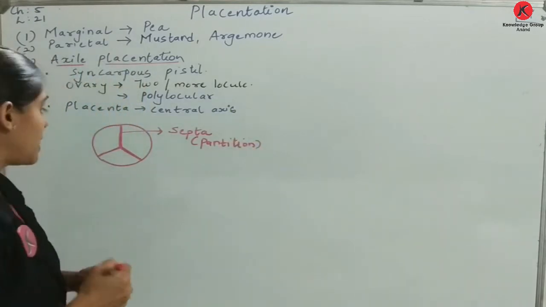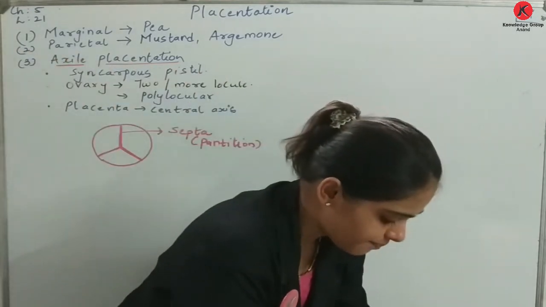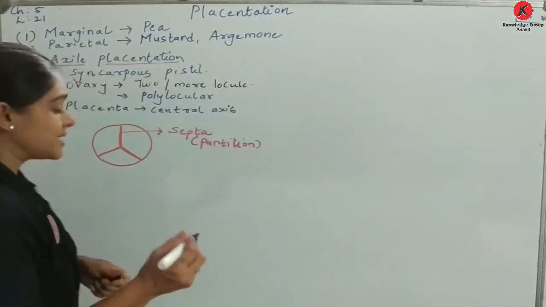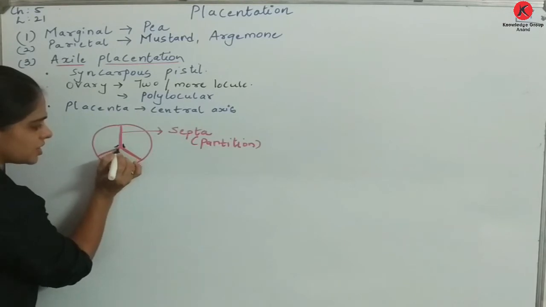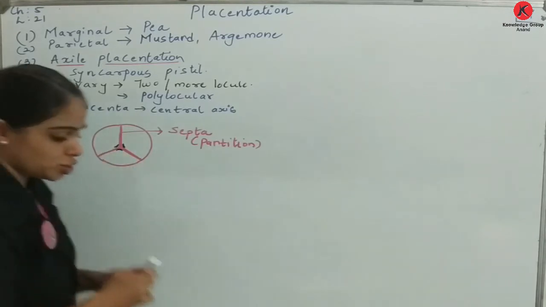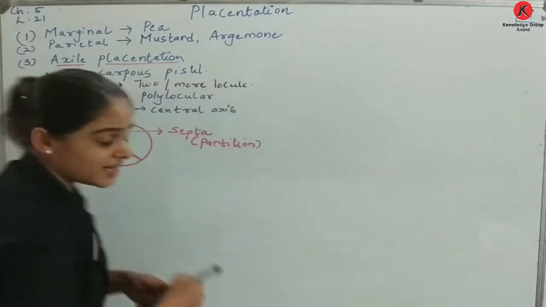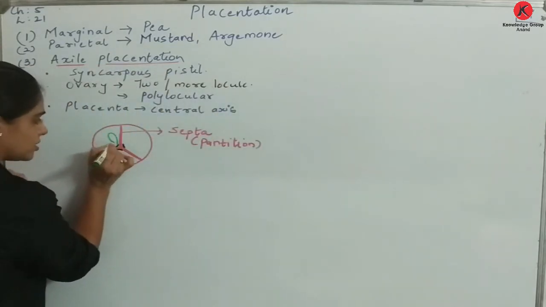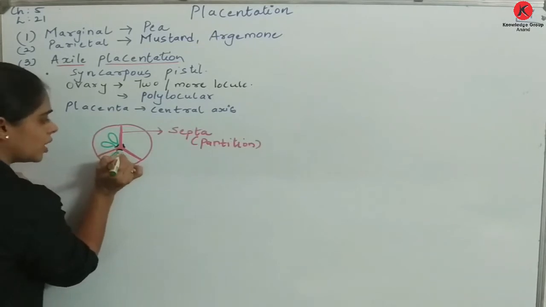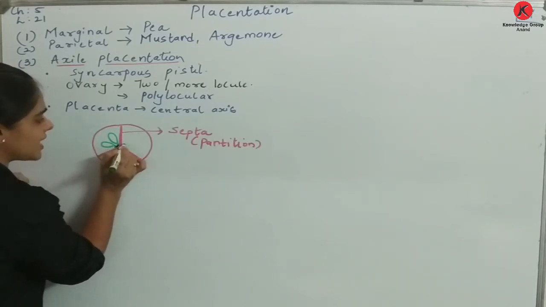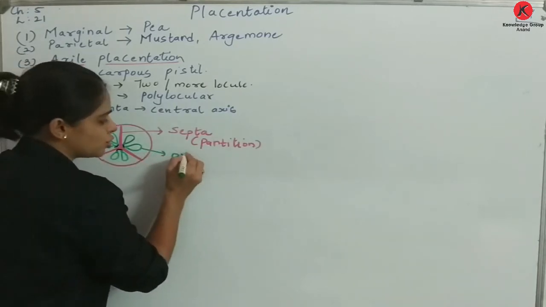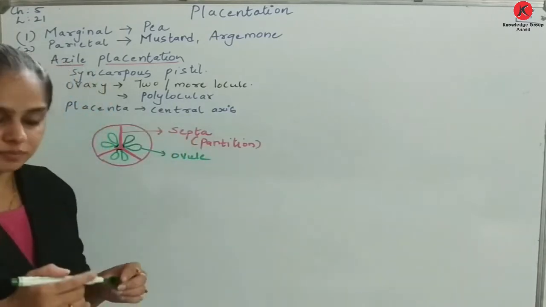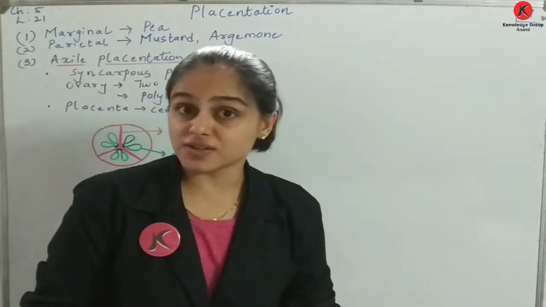Simple as that. Okay. As I told you, this placenta is present at the center. Suppose this black colored portion is your placenta. Can you see? This is your placenta, and who is attached to the placenta? Yes, very good. This is your ovule, which after fertilization gets converted into seed. Am I clear?